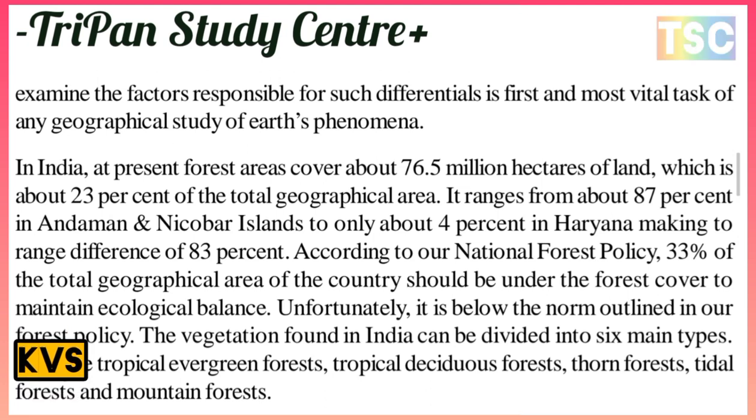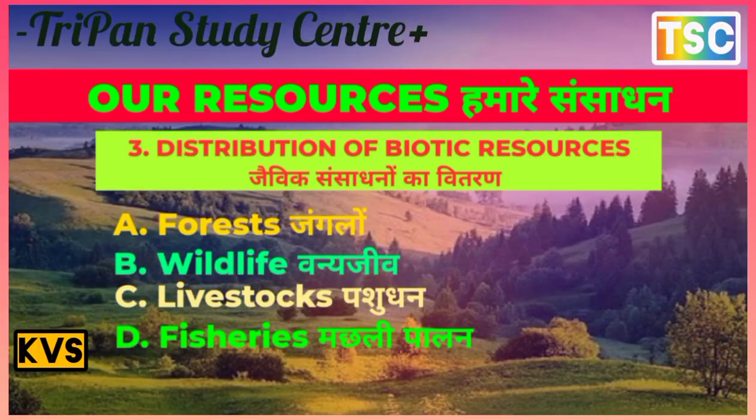That is important. The vegetation found in India can be divided into 6 main types. They are tropical evergreen forest, tropical deciduous forest, thorn forest, tidal forest, and mountain forest. This is an important part. The next topic is wildlife.